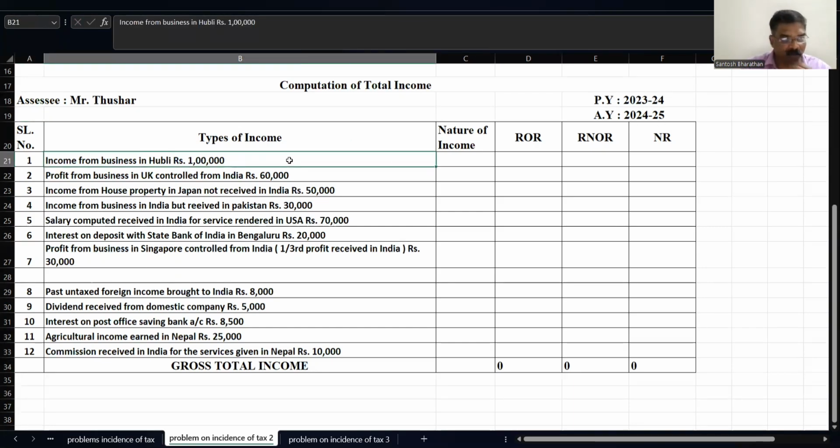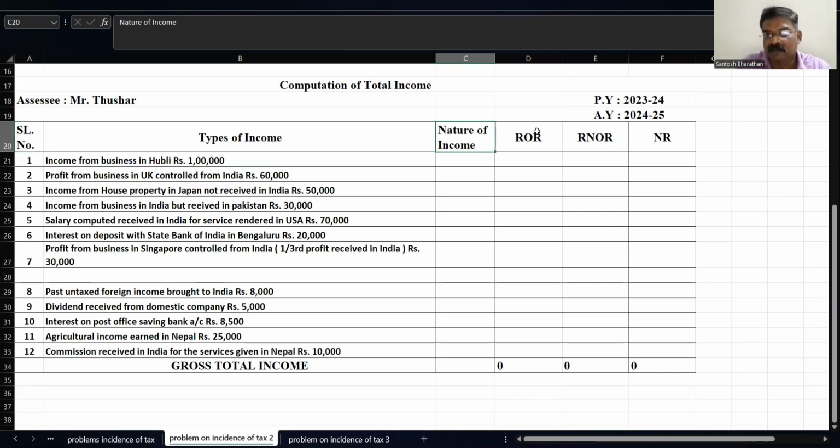I'll read the problem, one transaction at a time. Before that, you need to see the format. The first column is serial number. The second is types of income. Third, we have nature of income. Then ROR, RNOR, NR.